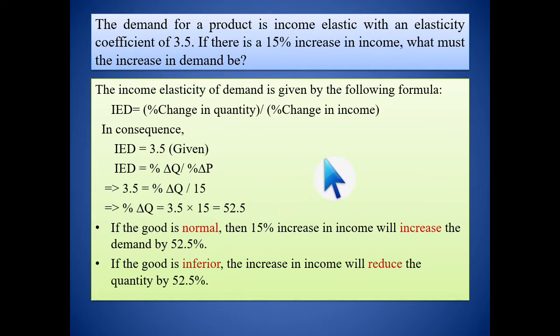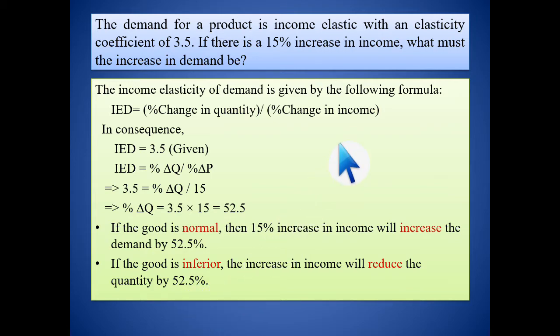Regarding income elasticity problems, when you found the answer, how will you interpret it? If the good is normal, because we have not mentioned anything regarding the good, yes or no? So we will write here, if the good is normal, then a 15% increase in income will increase the demand by 52.5%. Okay, because when income increases, our demand increases.